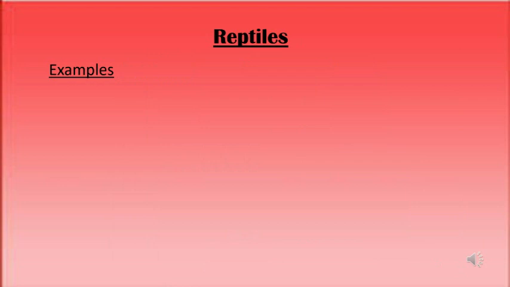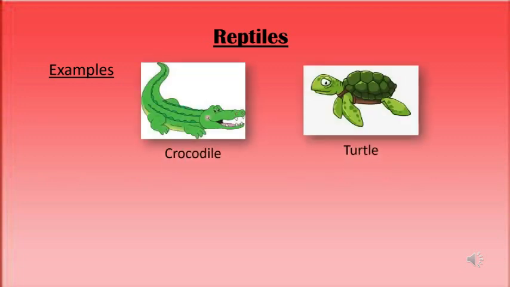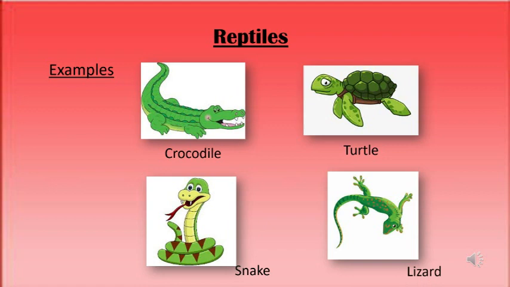From this slide you can see some examples of reptiles. Crocodile, turtle, snake, and lizards are some examples of reptiles. All these animals have scales on their body and they lay eggs and they are cold-blooded animals. So these are some examples of reptiles.